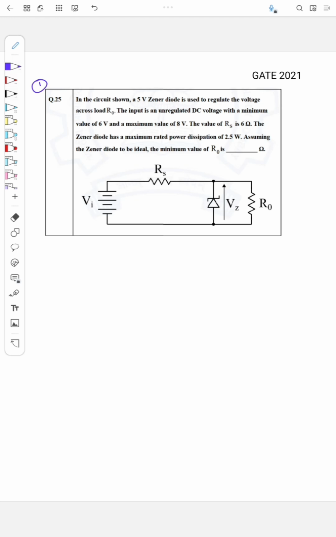So given the input voltage Vi varies from 6 to 8 volt, RS is 6 ohm. The Zener diode has a reverse breakdown voltage of 5 volt. And we need to find what is R0. And given the Zener diode has a maximum power dissipation of 2.5 watt.